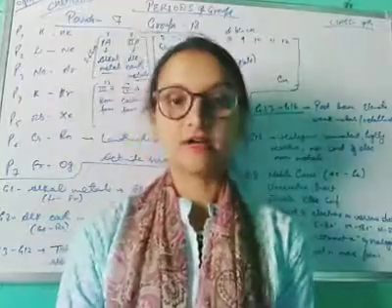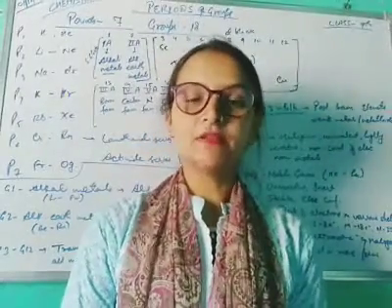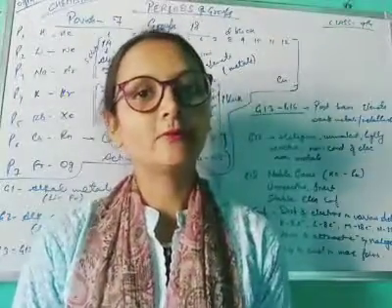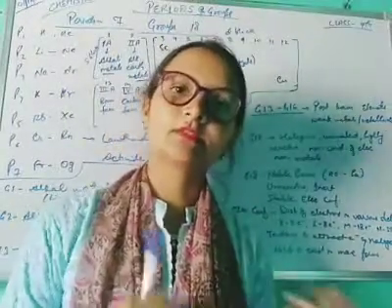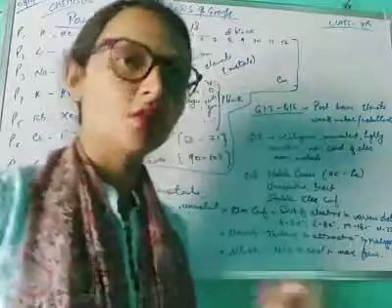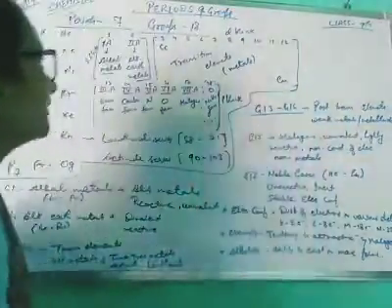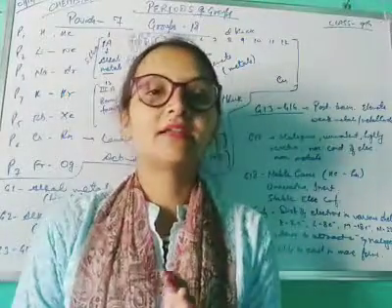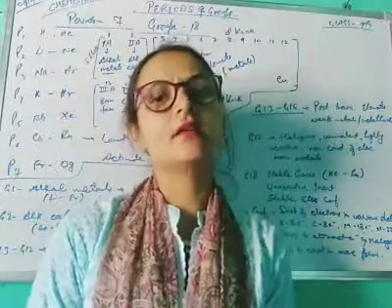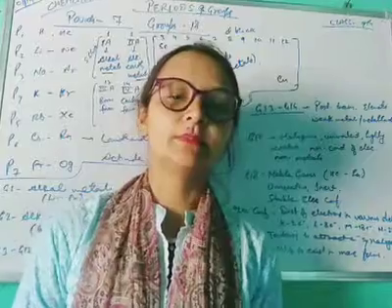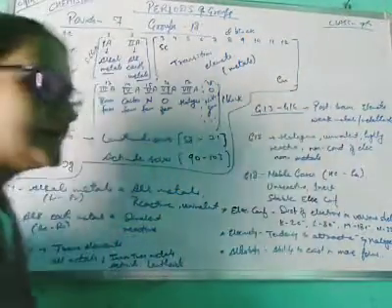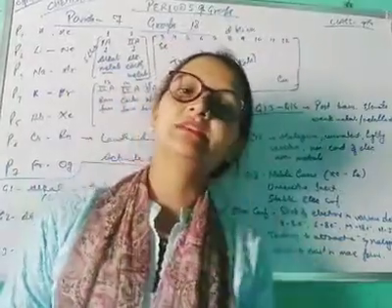Okay, so we are studying the periodic table. In the first session I told you about the scientists who gave their own theories about the periodic table. Now, according to the modern periodic table, the one we are studying at present, there are some periods and groups in which the elements are arranged.